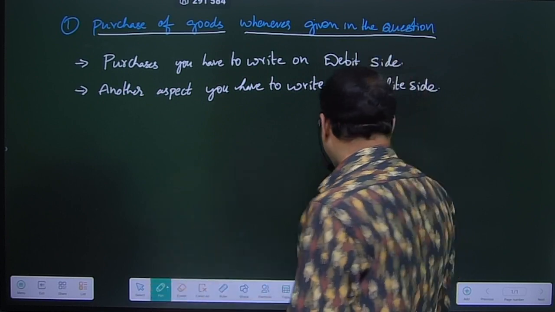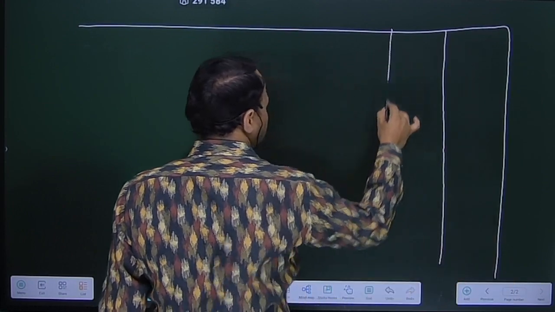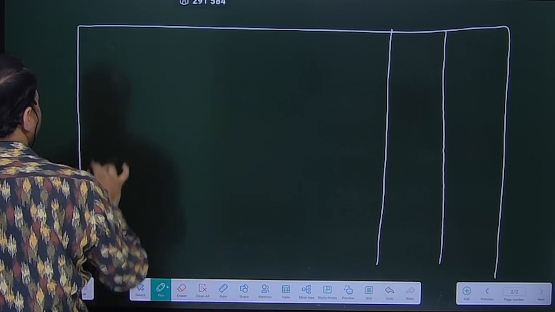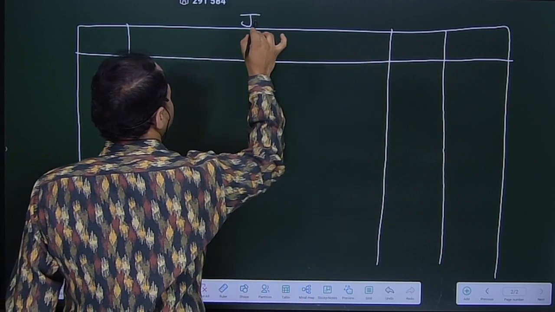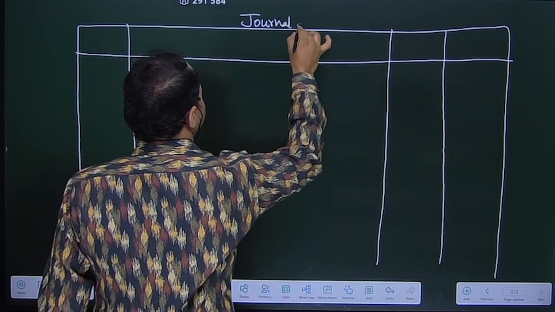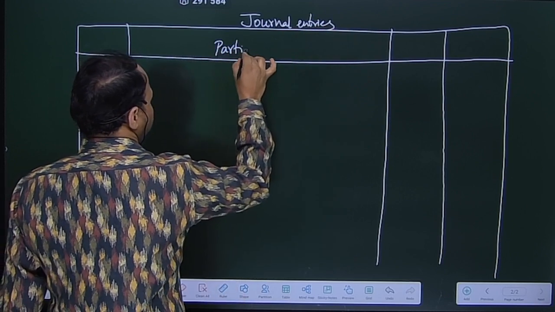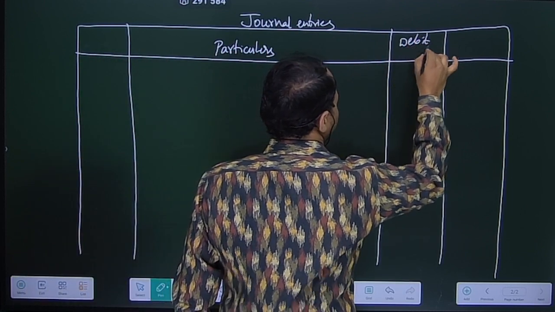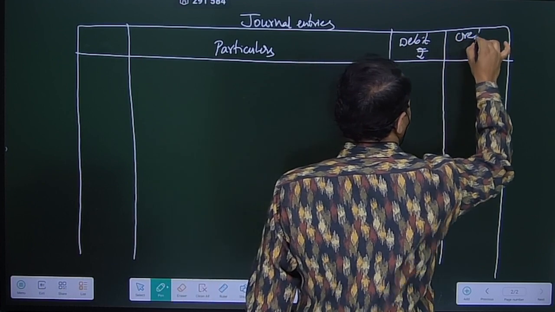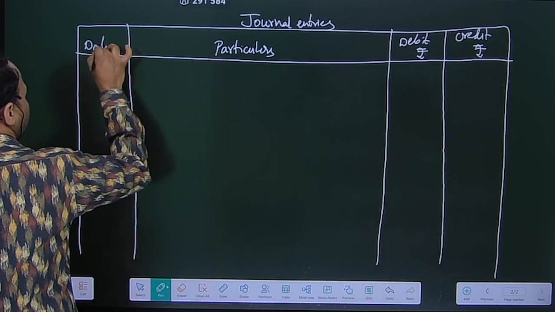So you know how to write journal entries. This is the format of journal entries. You know very well, in the previous class I explained it to you. This is particulars, this is debit rupees, and this is credit rupees, and here we will write the date. Okay, this is the format.